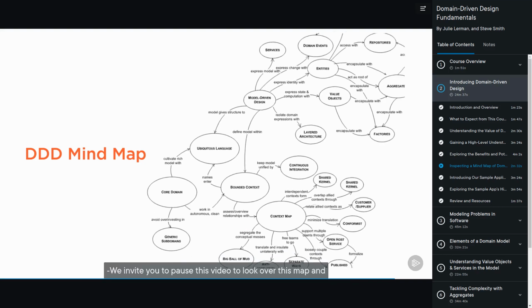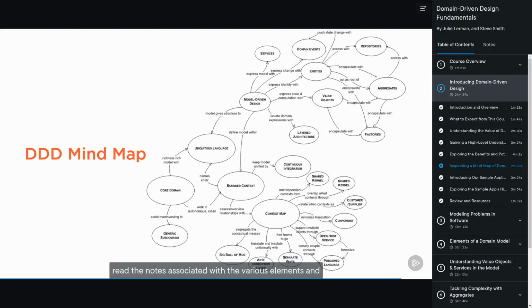We invite you to pause this video to look over this map and read the notes associated with the various elements and contemplate what they might mean. We'll revisit this throughout the course, and we hope that the map will make more and more sense as you work through the course.